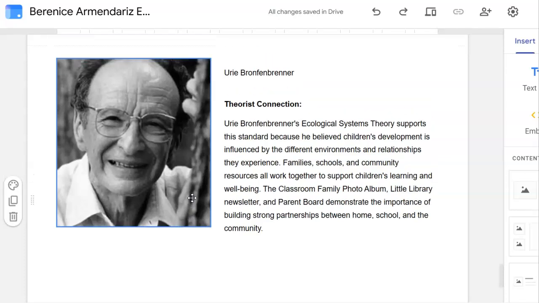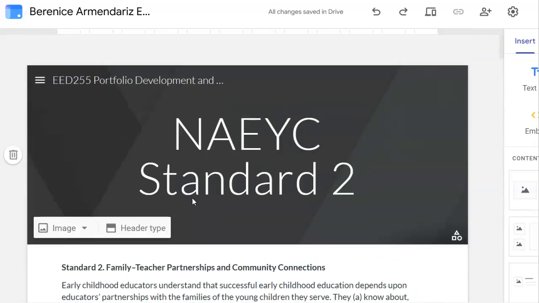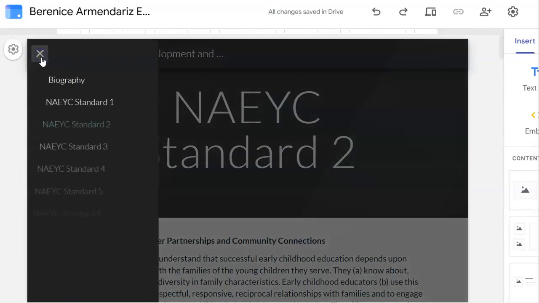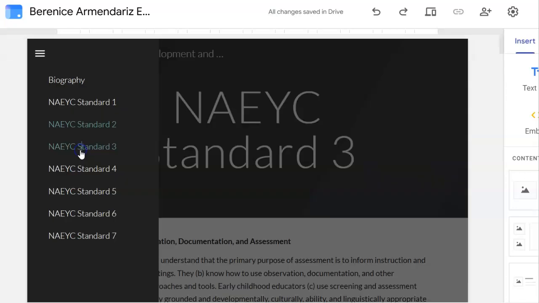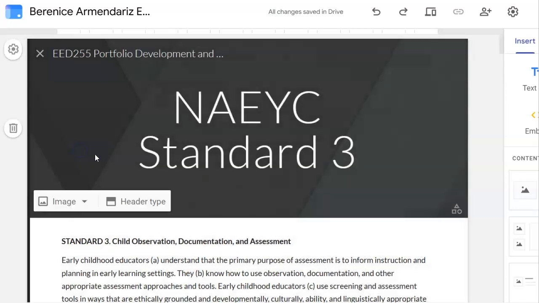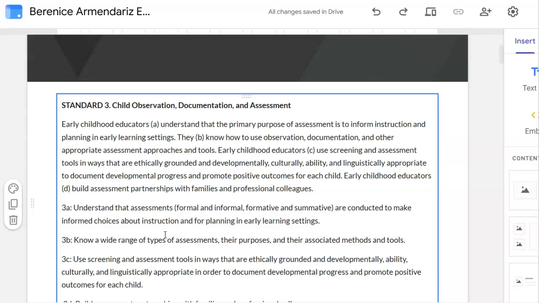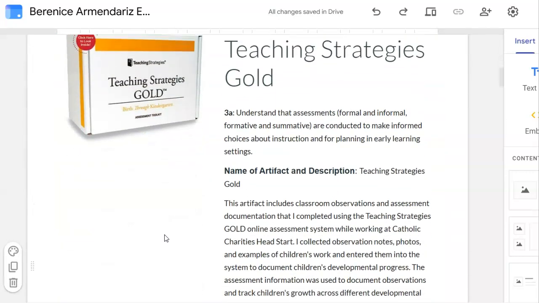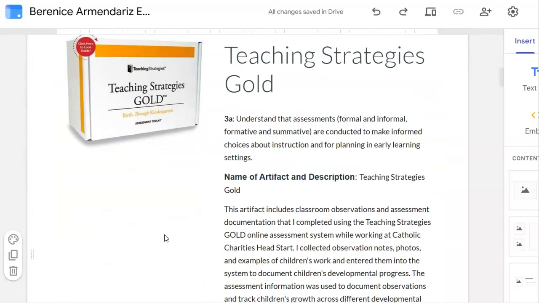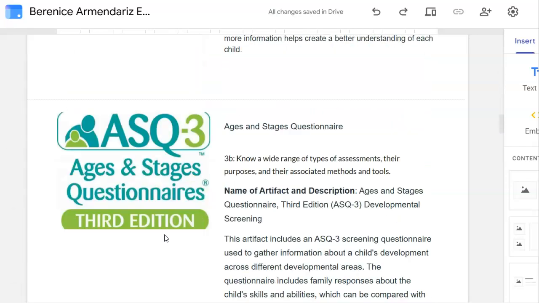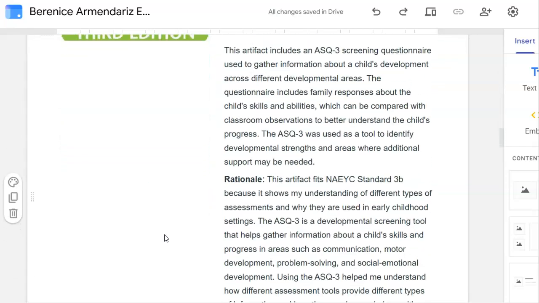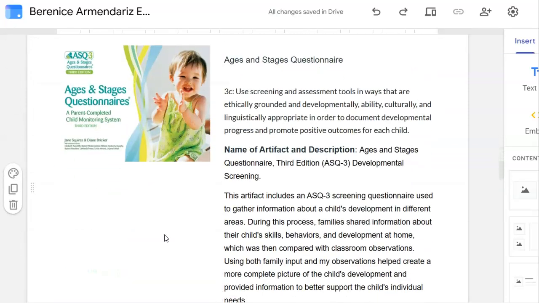His ecological systems theory supports the standard because he really believed that the child is the focus, and there are so many contributing factors that shape that child's development, from their family to their community, and so having supportive environments is good for children. Standard 3 is child observation and documentation. I chose Teaching Strategies GOLD. You get the idea.